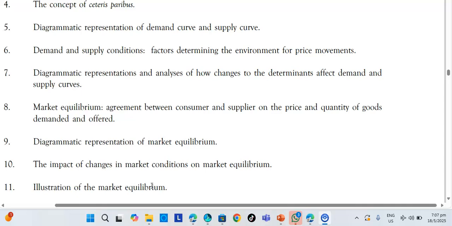Example: new farming technology makes it easier to grow tomatoes. So what will happen? More tomatoes will be available. Price drops, more tomatoes are sold.